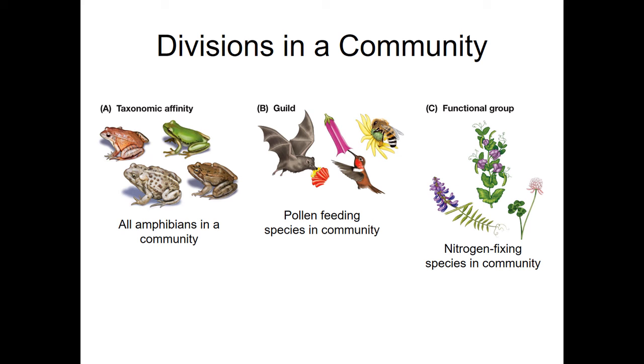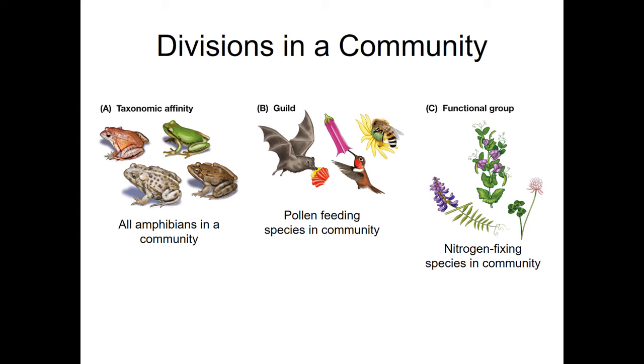Another way that we can group things is based on their guild. A biological guild is a group of organisms that uses a similar or the same set of resources. So in this picture you see a guild of pollen-feeding species. The bat, the hummingbird, and the bee are all feeding on the nectar and the pollen of plants. So we call them a pollen-feeding guild, even though taxonomically they're quite different from each other.